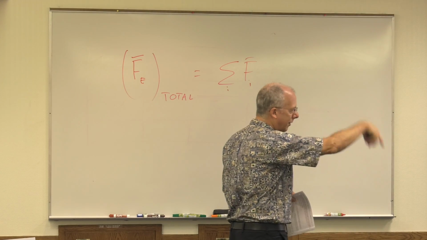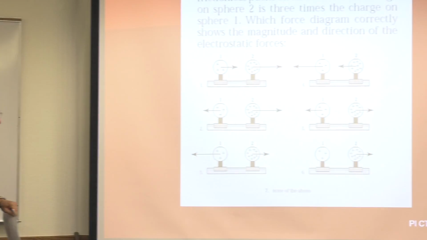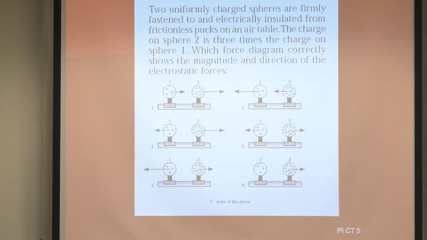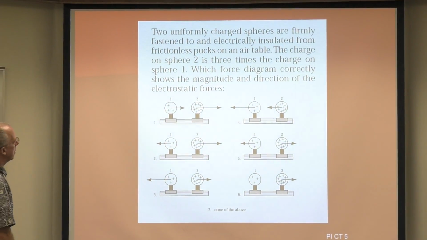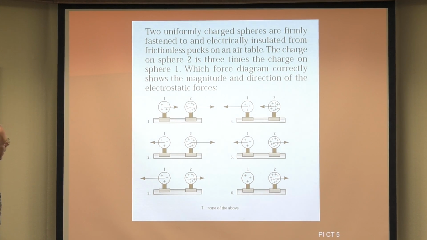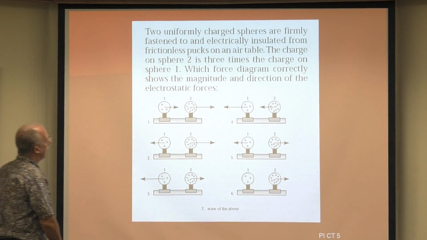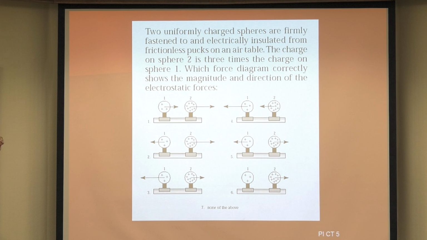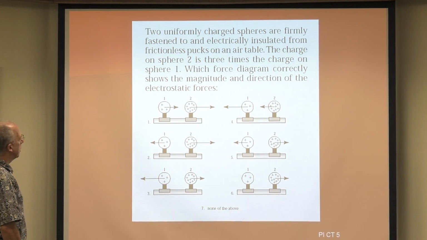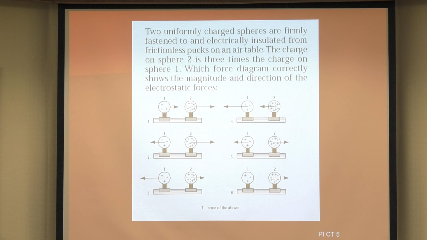This is actually a Physics 105 question, believe it or not. Two uniformly charged spheres are firmly fastened to and electrically insulated from frictionless pucks on an air table, no friction. The charge on sphere 2 is 3 times the charge on sphere 1. Which force diagram correctly shows the magnitude and the direction of the electrostatic forces? Pause your video and figure it out.